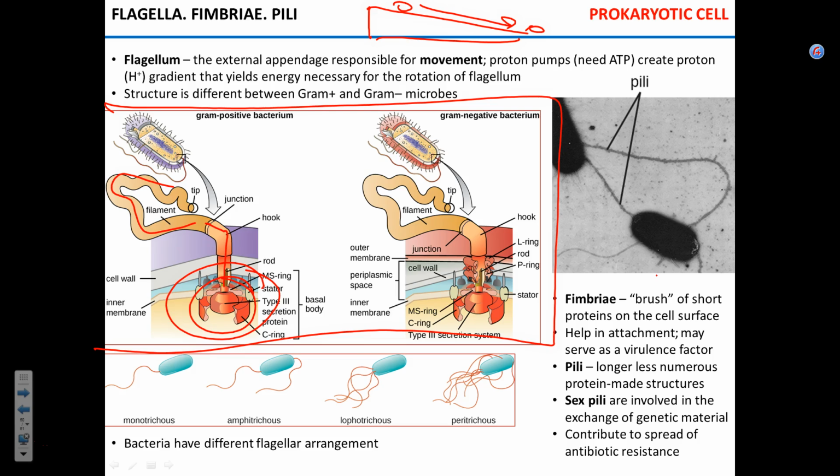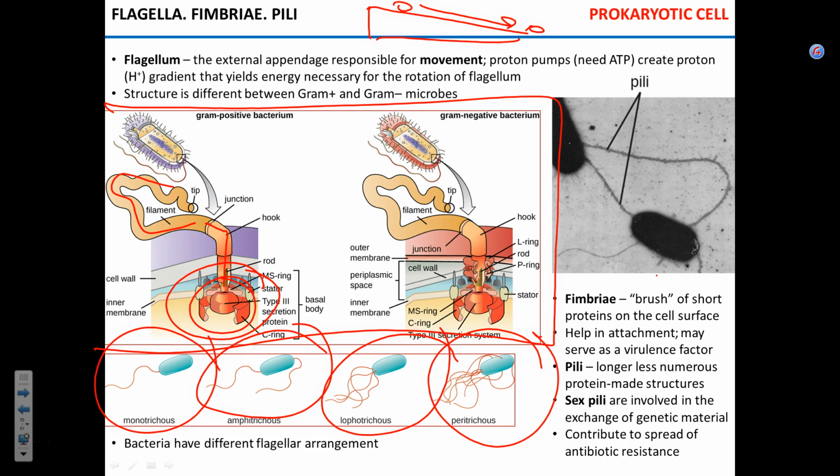Now, flagella can be arranged in different ways. Monotrichous is on one pole. Amphitrichous is on two poles. Mono is one, amphi is both, like amphiphilic, amphitrichous. Lophotrichous is a bunch on one end of the microbe. And peritrichous, flagella all over the microbe, peri, around. Trichous, trich. Any idea what T-R-I-C-H means in Latin? Hair, yes, hair. Okay.